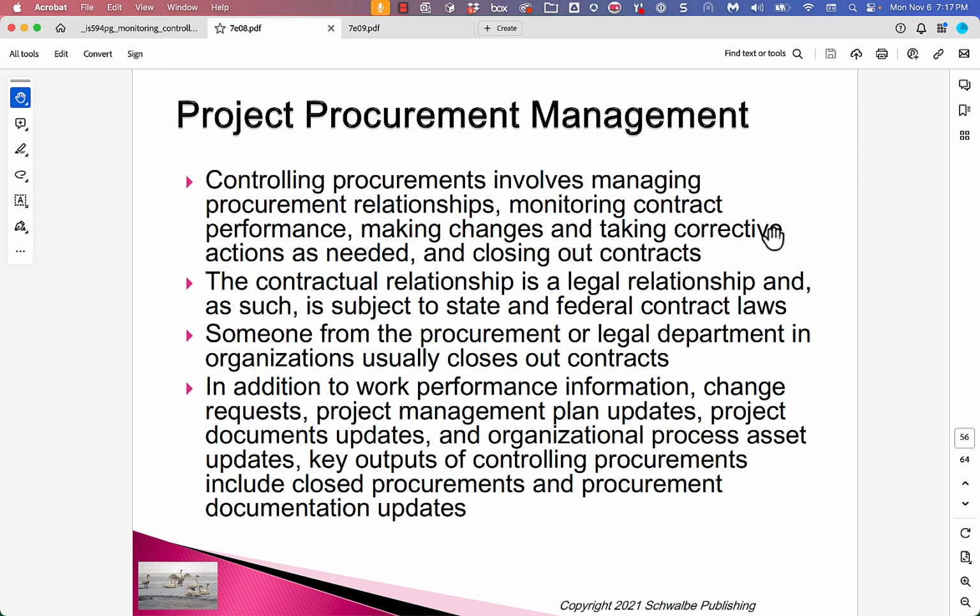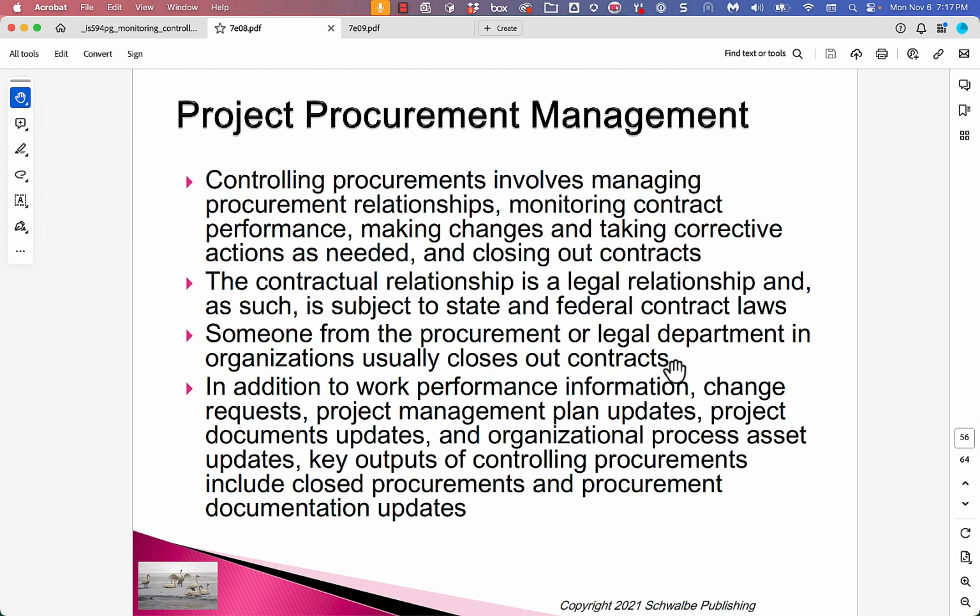Procurement. Okay, so we've got to move that along. Controlling procurements involves managing procurement relationships, monitoring contract performance, making changes, and taking corrective actions as needed, and closing out contracts. The contractual relationship is a legal relationship and as such is subject to state and federal contract laws. Somebody from the procurement or legal department or organization usually closes out contracts.